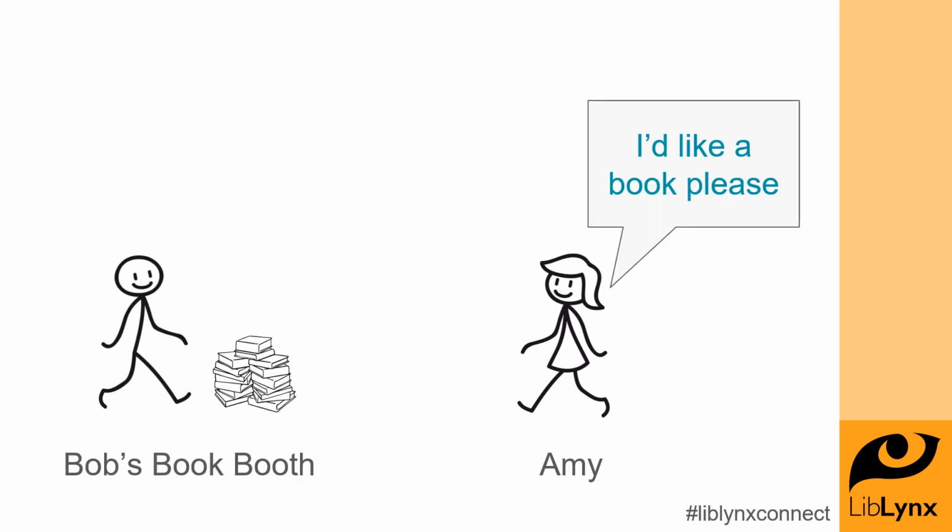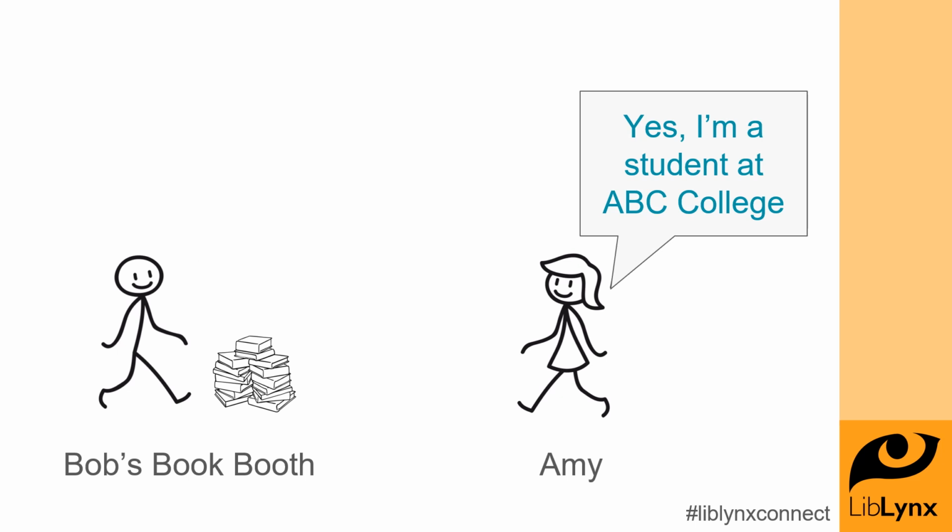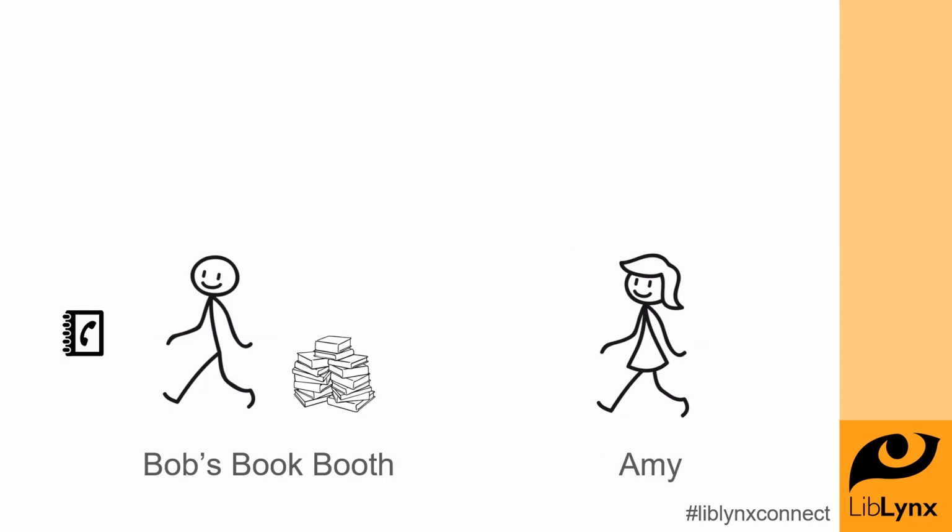Let's start with a simple analogy. Bob runs a conference booth that provides books to anyone who studies at a subscribing institution. Amy comes up to the booth and says, "Hi, can I have a book?" Bob says sure, and asks her if she's at a subscribing institution. Amy says that she's a student at ABC College. However, Bob doesn't know Amy, so he needs to verify that she's registered with ABC College.